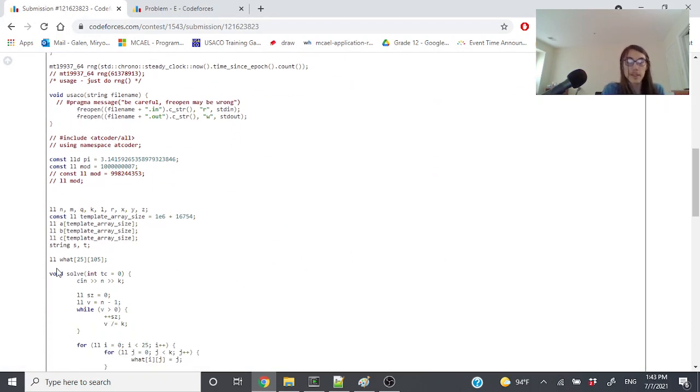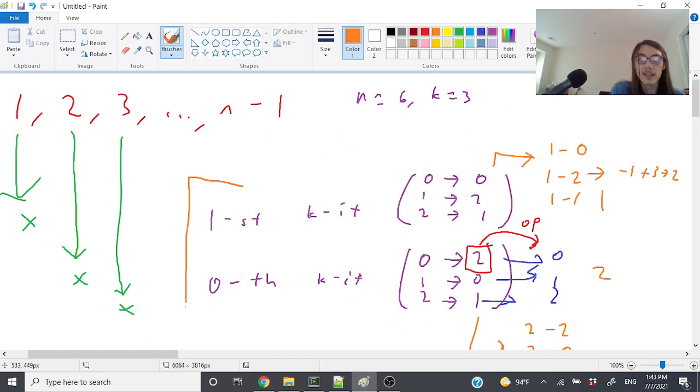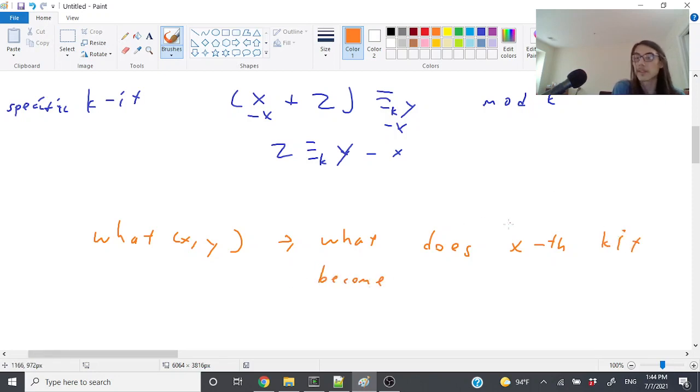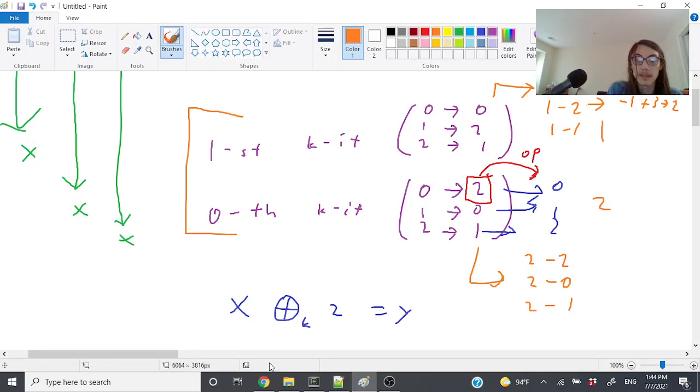So essentially, this is what I'm doing in the code. I'm storing this what array, which basically says, what does the xth bit become if it started at y? So if it was initially value y, what does the xth bit become? It's basically just this mapping.